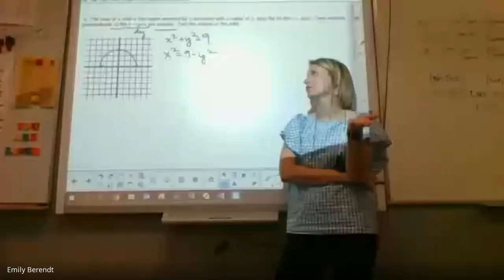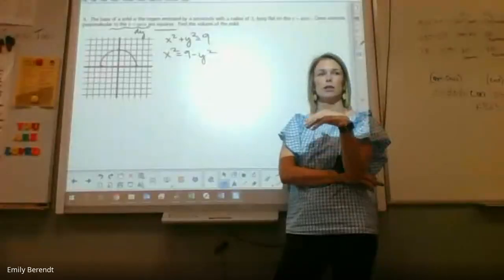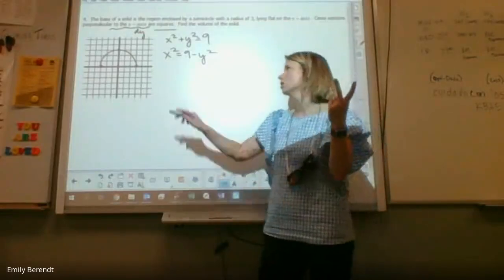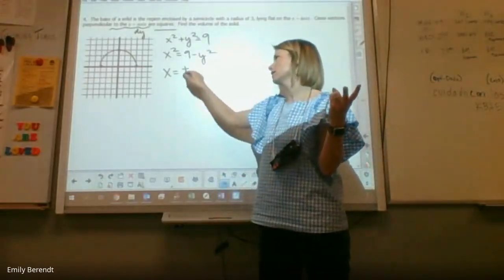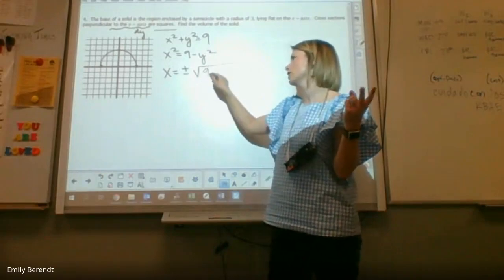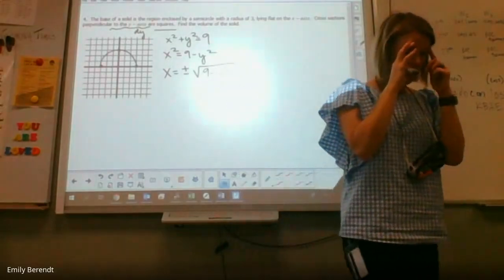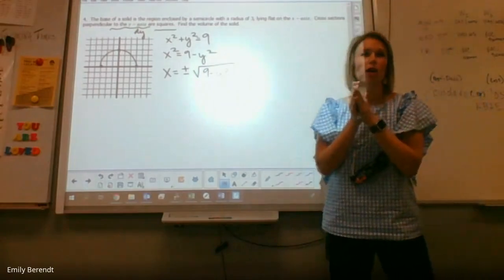So we want to isolate the x. That means we subtract the y squared over, so we'll have x squared equals 9 minus y squared. Then to get rid of the square, we square root it. That produces how many answers? 2. So we have x equals positive and negative times the square root of 9 minus y squared. Think about what this is telling you here.